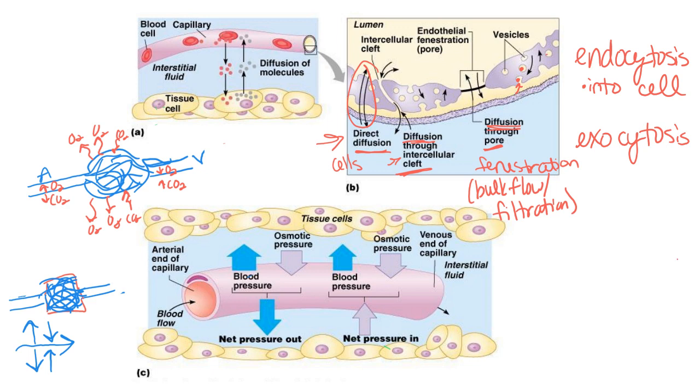Or I could have a molecule that's inside a vesicle inside the cell. That vesicle fuses with the outside edge, and it allows the molecules then to be pushed out of the cell. So exo being out. So endo taking things into the cell, exo taking things out of the cell. So we've got diffusion, no matter where it's going through, as well as endocytosis and exocytosis.